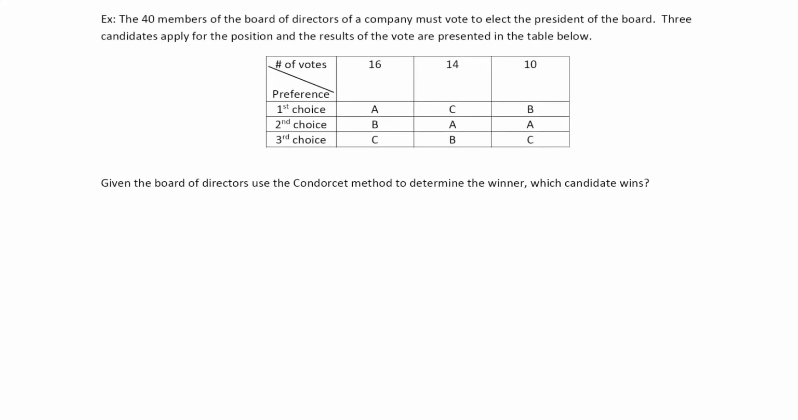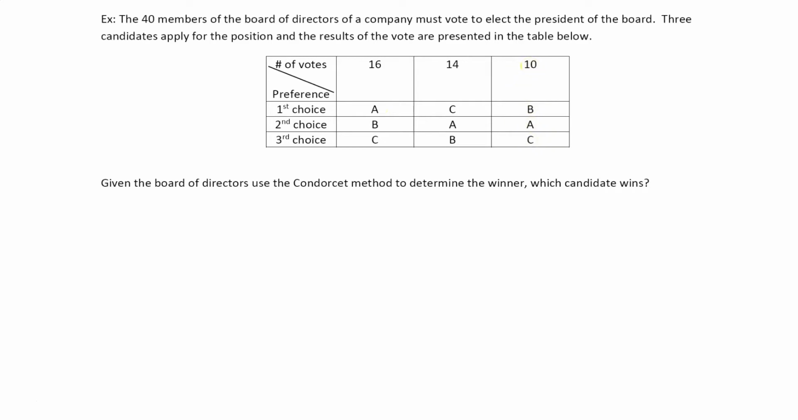Let's look at an example of how this actually works. Like the previous two methods, we have a ranked ballot type of situation. In this case, we've got 3 different ballot rankings. 16 people ranked A first, B second, and C third. Similarly, 14 people ranked C first, A second, and B third. And finally, 10 people ranked B first, A second, and C third. Let's see how the Condorcet method works out.